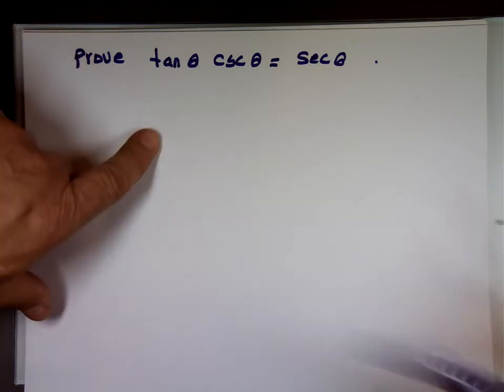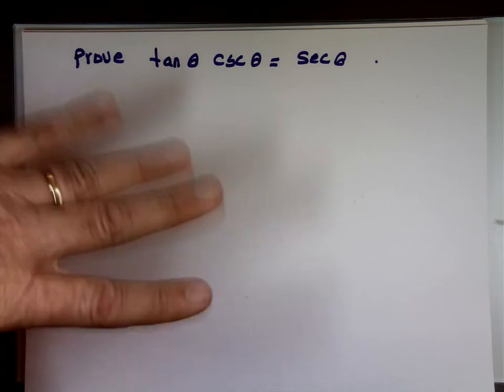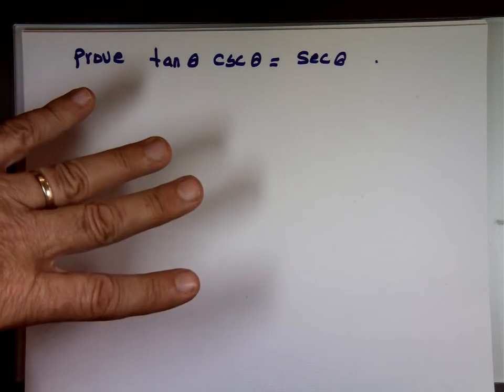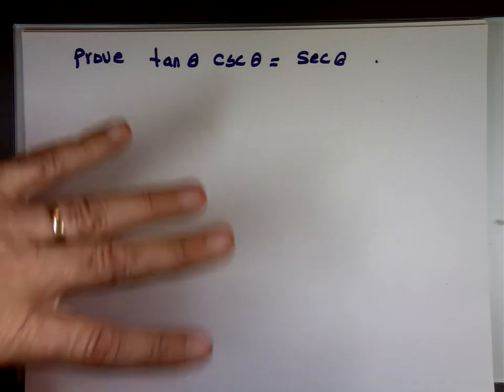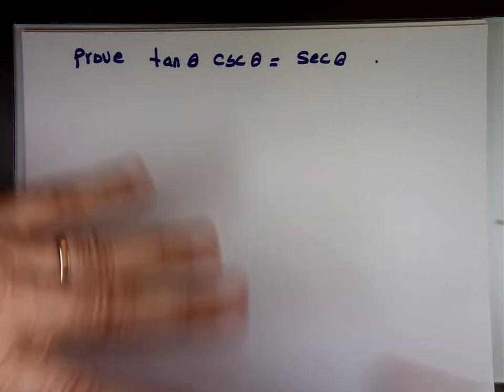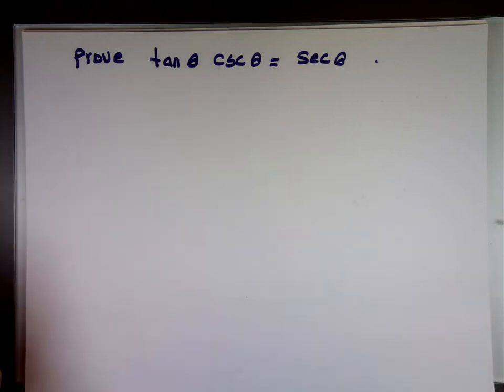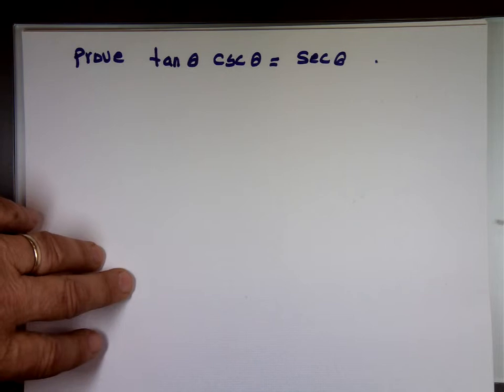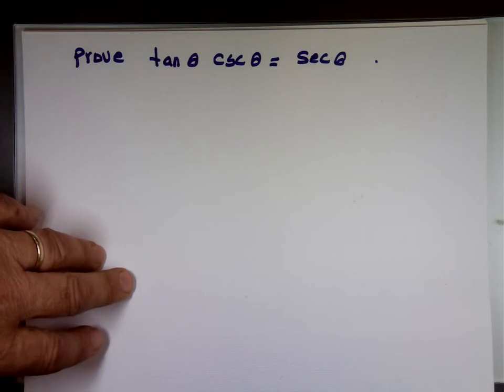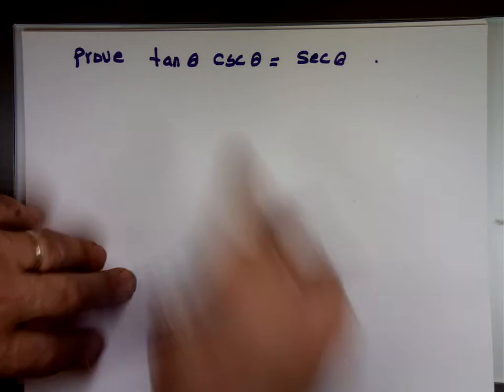So how do we do that? I found out the easiest thing is to write everything in terms of sine and cosine. If you write everything in terms of sine and cosine, things will work out nicely. And the other thing to remember, you can only work on one side at a time. When you're proving something, you can't work on both sides. You got to choose one side and work with it. Usually the side that you want to choose is the ugly side. In this case, that's the ugly side.